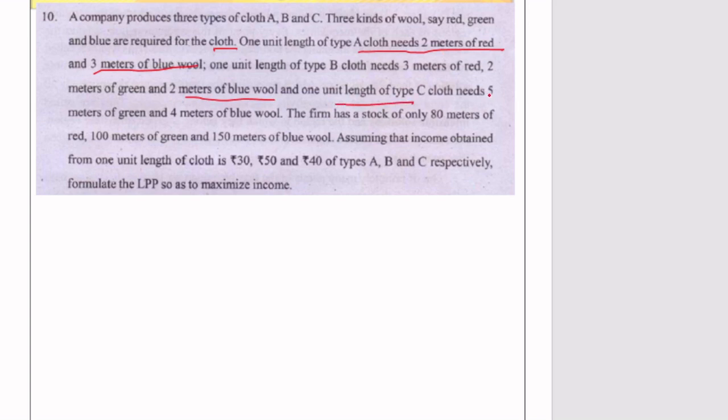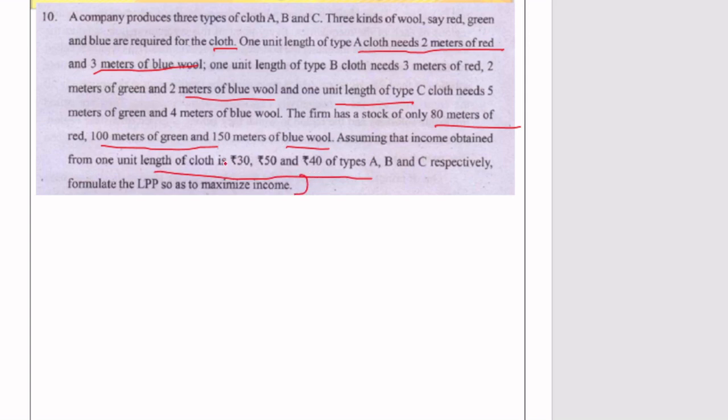What is given after reading the question? They have given 3 cloths and the different types of wool color required to weave each cloth. And lastly, the firm has a stock of 80 meters of red, 100 meters of green, 150 meters of blue wool. Assuming that the income obtained from 1 unit length of cloth is so and so for types A, B, C respectively, formulate the LPP to maximize income.